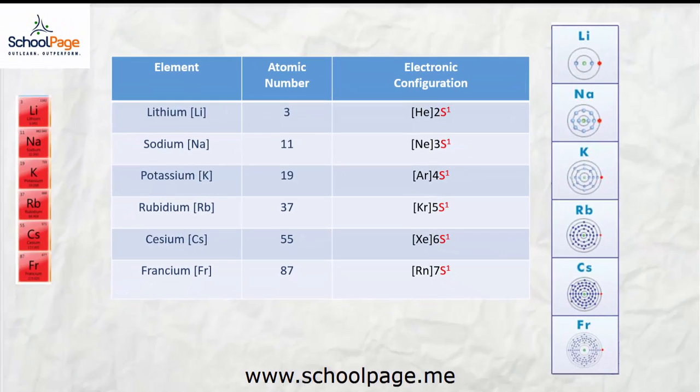It simply means that they can readily give away their single electron, forming positive ions. This is the main reason for their high reactivity. It doesn't take too much energy to pull out a single electron from their outermost orbital. Because of this, their ionization energy is very low, and with the least ionization energy in the periodic table, they become the most reactive metals.